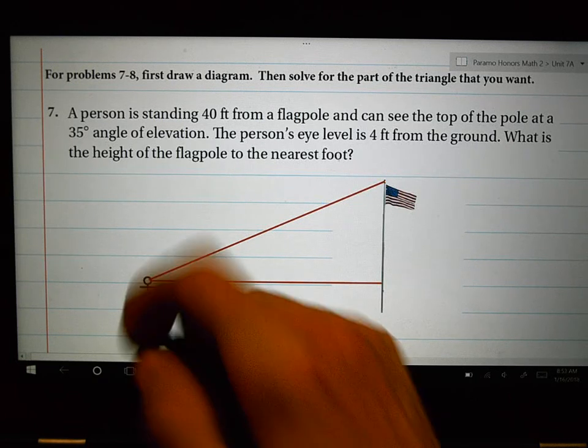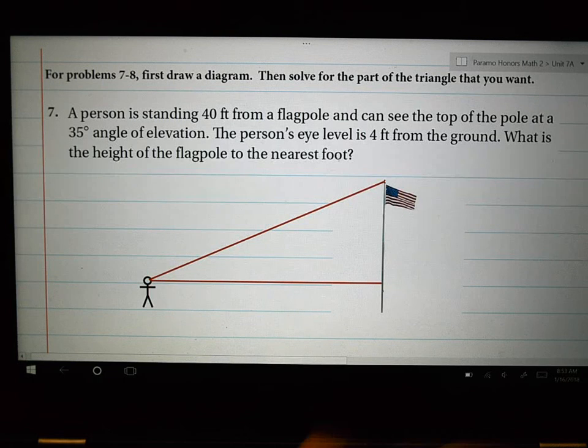So I have a person drawn. I have a flagpole there. And I did this from eye level. Is it from the person's feet? Is that where the angle of elevation is? No. It's always from level, from where the eye is. They're measuring up using their eye, and they're using level as their base.